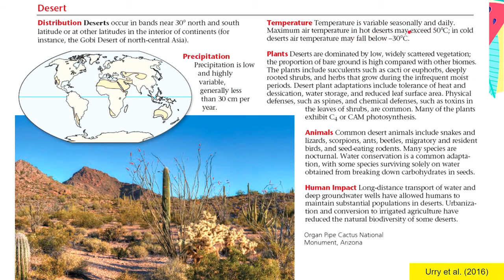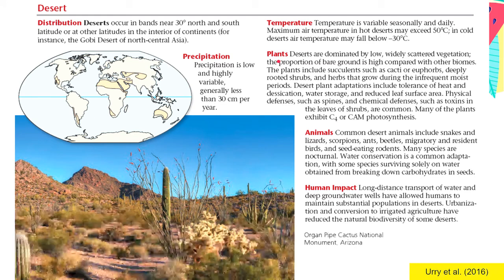The temperature varies seasonally and daily. The temperature may exceed 50 degrees Celsius in the daytime and during hot seasons, and then it can fall below 0 degrees, down to negative 30 degrees Celsius, at night and even during wintertime.